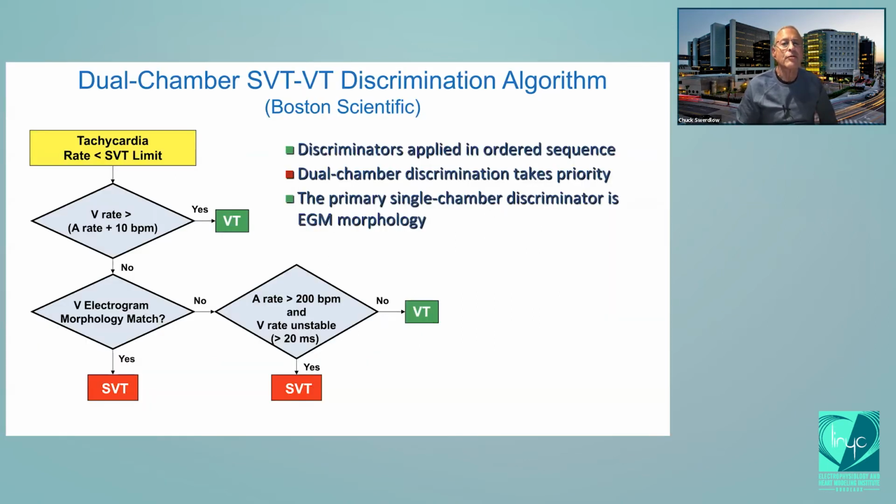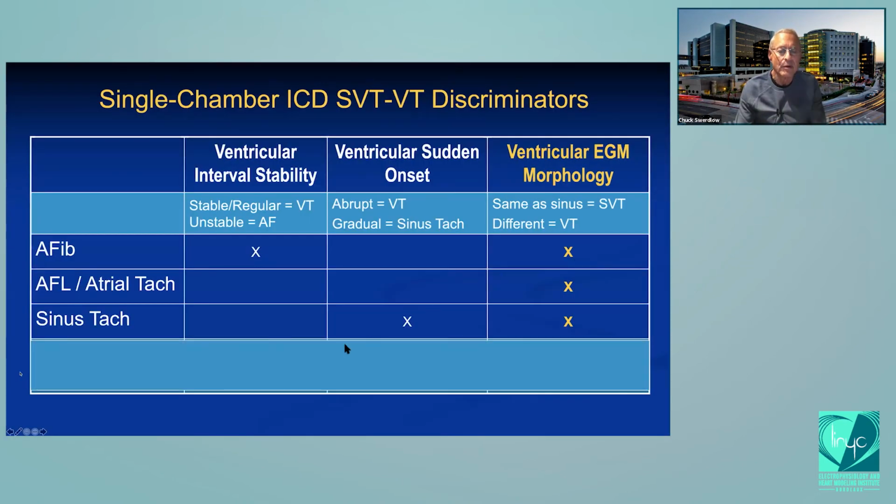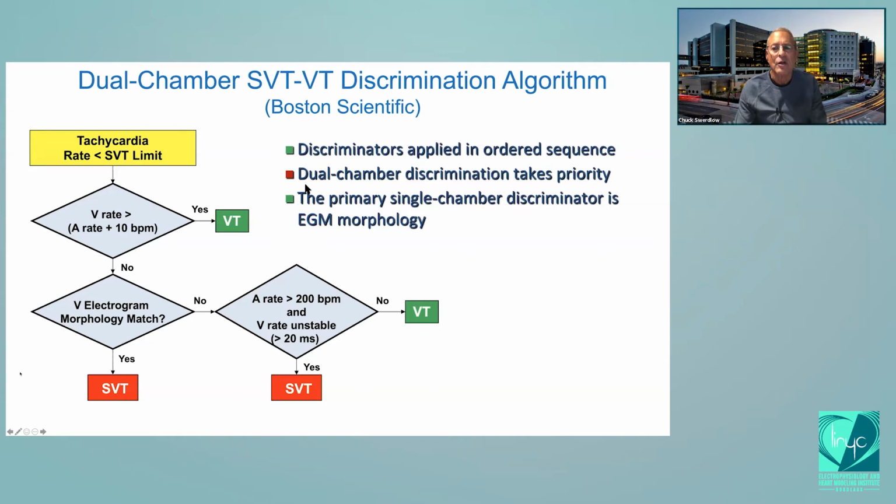Now, when we think about the structure of defibrillator dual chamber SVT-VT discrimination algorithms, they have certain similarities and key differences. Similarly, discriminators are applied in some ordered sequence. Differently, dual chamber discriminators take priority. And in this particular company's device, I picked it because it's simple and you can follow it. The first step is the ventricular.